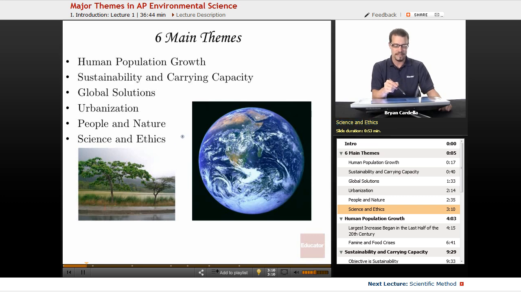And then science and ethics. Is what we're doing an ethical choice? What are our values? Is it about just sustaining human population? What about animal populations, plant populations? It's all connected. So in terms of how we deal with environmental issues from an ethical standpoint and what those ethics are based on, it's important to consider.